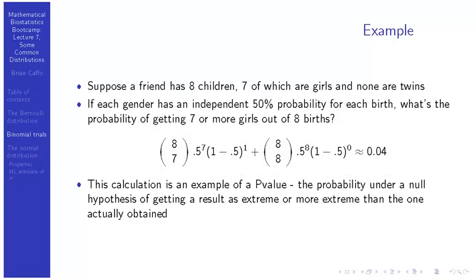I wanted to mention this particular example because this calculation is an example of a so-called p-value. A p-value is always the probability under a null hypothesis of getting a result as extreme or more extreme than the one actually obtained. So the logic behind the p-value in this specific instance is that you have this evidence and you think, wow, 7 girls out of 8 children, that seems pretty odd. Maybe the 50% chance of girls versus boys for this particular family is off for whatever reason.